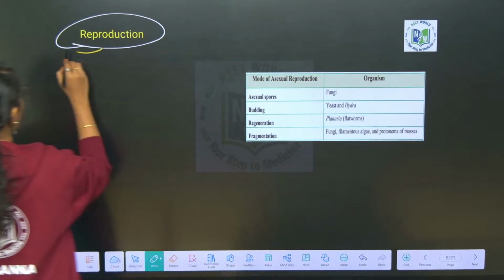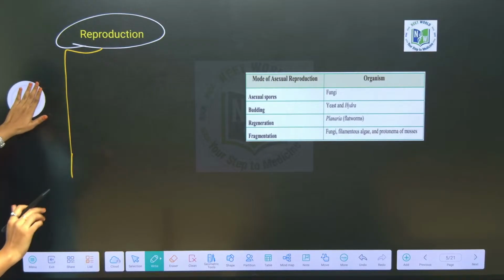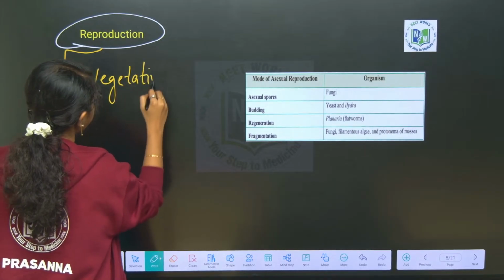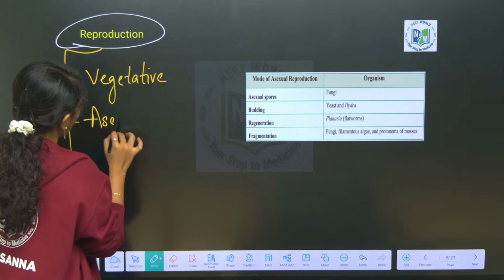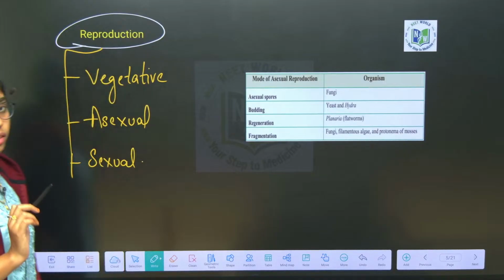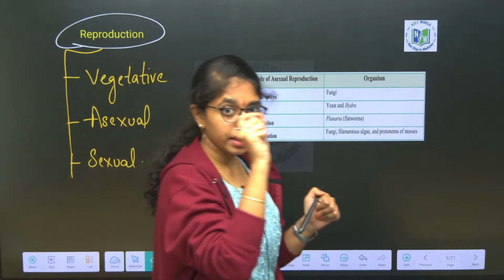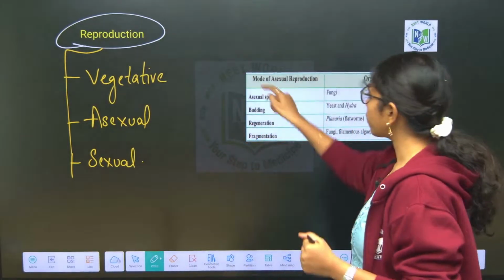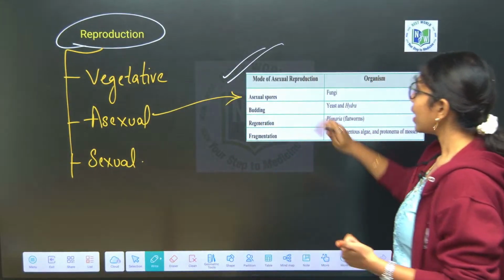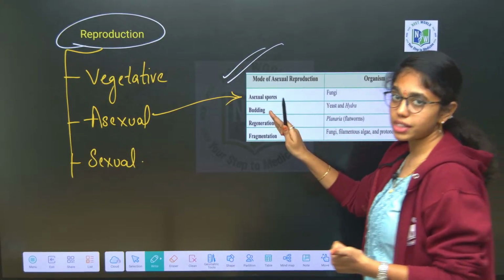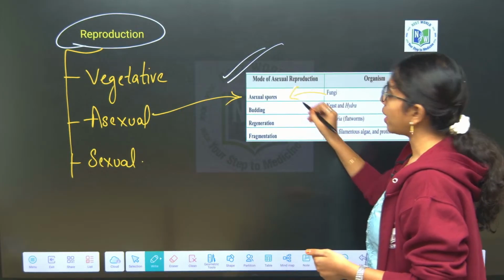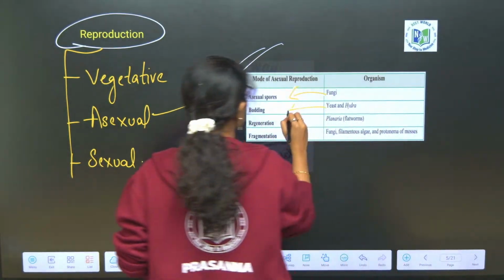Reproduction, we all know, has three types: vegetative, asexual and sexual reproduction. What is important with respect to NEET is that we may expect statement based questions connecting growth and reproduction, and questions from the different modes of asexual reproduction given in our NCERT. Asexual spores are the only mode of asexual reproduction for fungi, and yeast and hydra reproduce by what? The asexual mode of reproduction, that is budding.